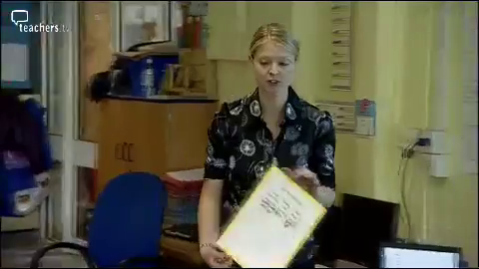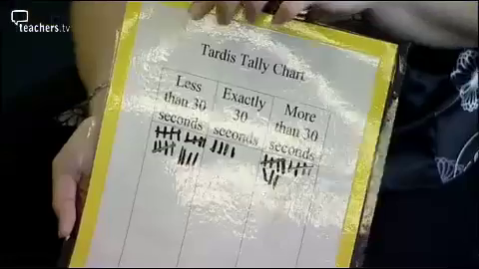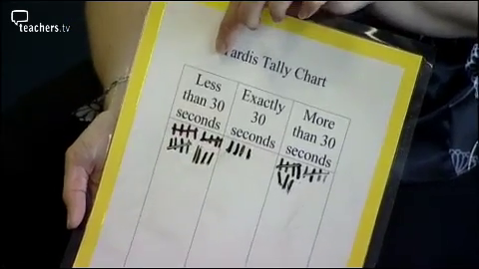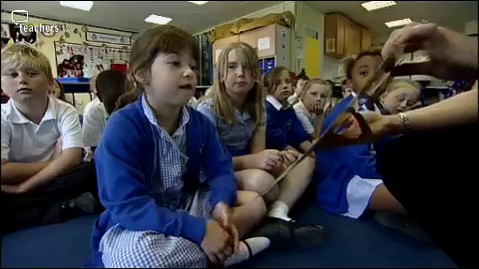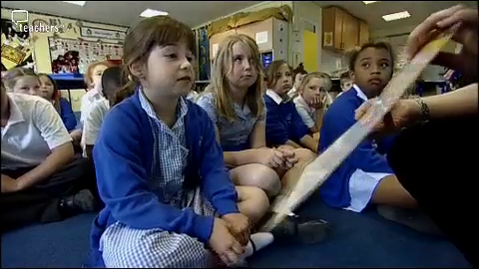whiteboard to clearly illustrate the results that we have from the investigation. Using the tally chart that we put together on the TARDIS, we can have a look at the data on here to see who came out in less than 30 seconds, who came out exactly on 30 seconds, and who came out maybe in more than 30 seconds. Isabella, how many people came out in less than 30 seconds? 19. Thank you, well done.